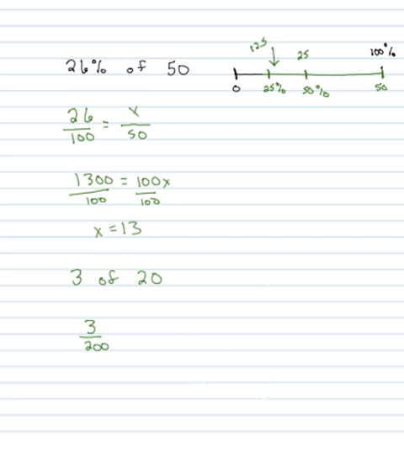So 3 out of 20, let's write that again. 3 out of 20 is going to equal our percent. Well, we don't know the percent, x out of 100. So again, if we did our cross multiplication or butterfly method, it's going to be 300 equals 20x. Now when we divide both sides by 20, we're going to get x equals 15.